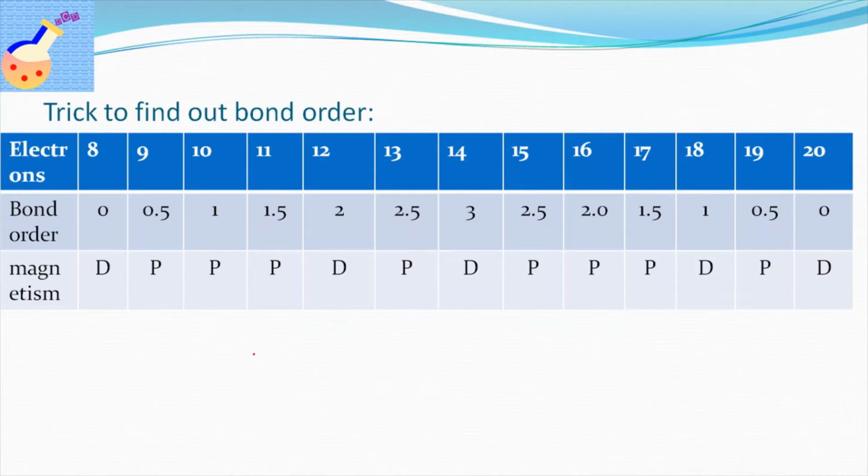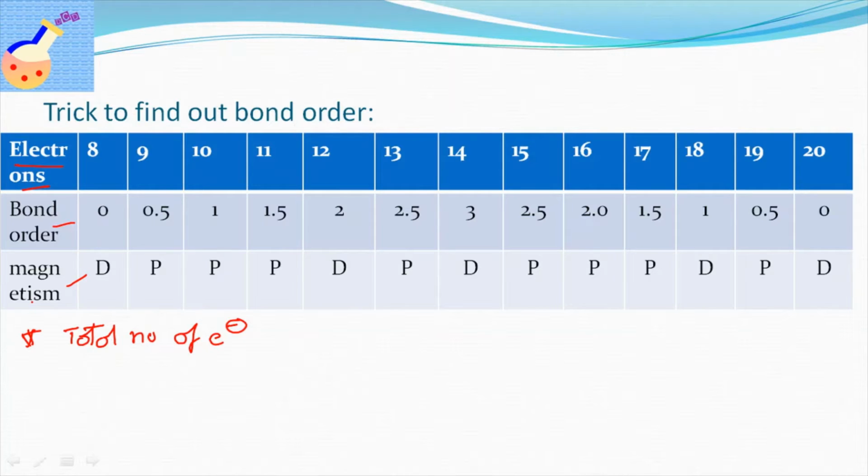Before going to discuss the bond order, the first and foremost thing you should do is, if any species is given to find out the bond order, you have to find out the total number of electrons in the given species. This is the only step you have to do. If you know the total number of electrons in the given species, bond order is here and magnetic nature also in this table. Now the next question is how to by heart this table. It is not necessary to by heart this table.